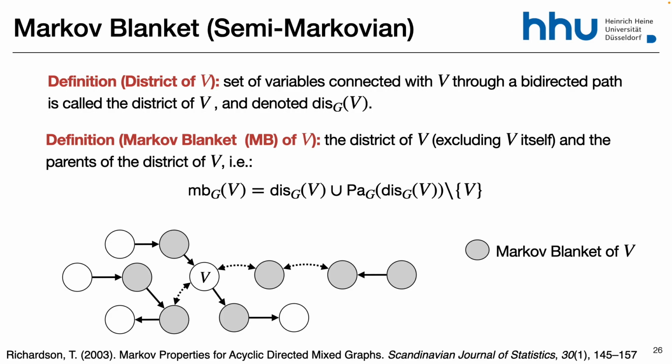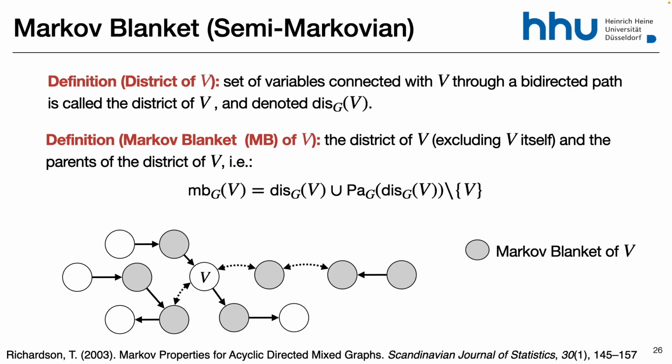So a collider, first of all, is relative to a path, right? A variable can be a collider in one path and not a collider in another path, right? So I can have it like this. Right, so in this path, B is a collider. In this path, B is not a collider. But this doesn't need to be like this. It could be like this.